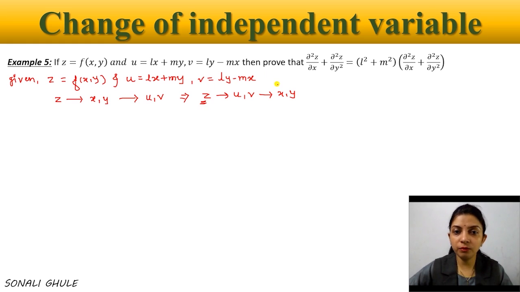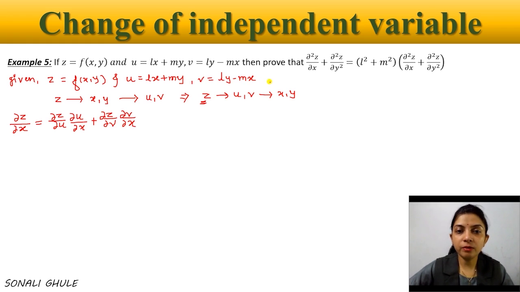So if I want to find z with respect to x, I can write here: ∂z/∂x is equal to ∂z/∂u times ∂u/∂x, plus ∂z/∂v times ∂v/∂x.